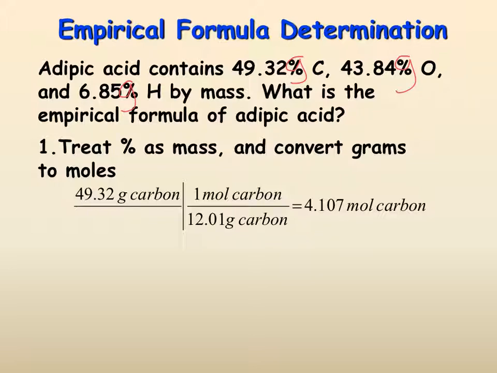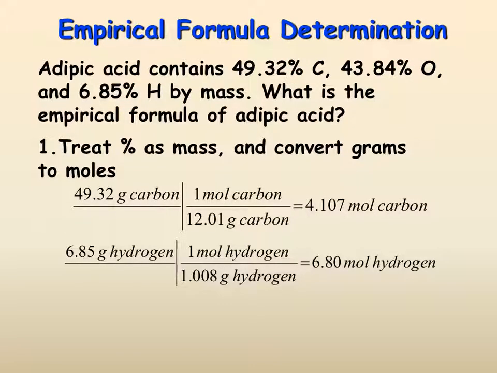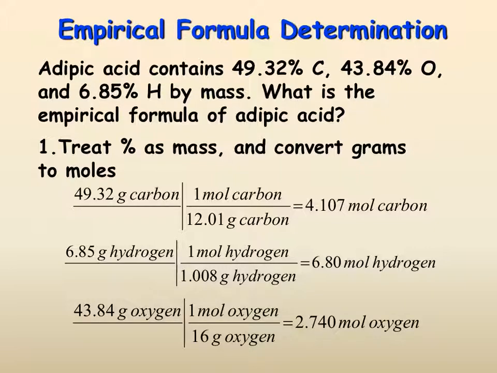All right? So carbon, 49.32 grams divided by 12.01 grams in the molar mass, and you get 4.107 moles. Do the same thing with hydrogen, and do the same thing with oxygen. All right? So we get 4.107, 6.8, and 2.70. Our smallest number is the 2.740. All right, so that's the one we're going to divide everything by.